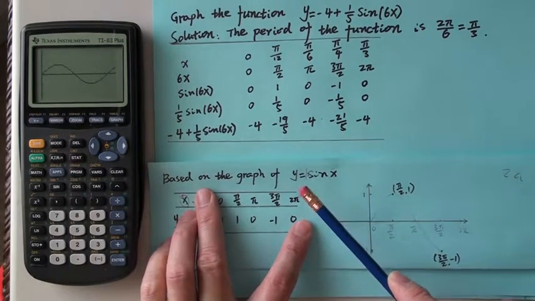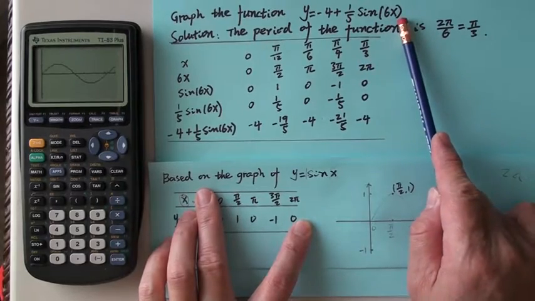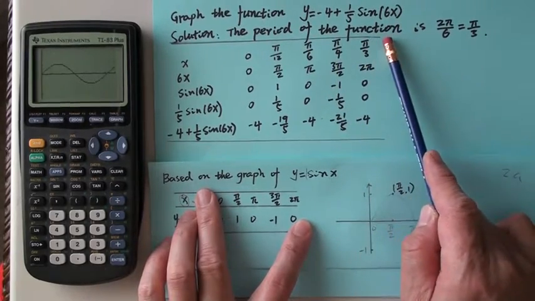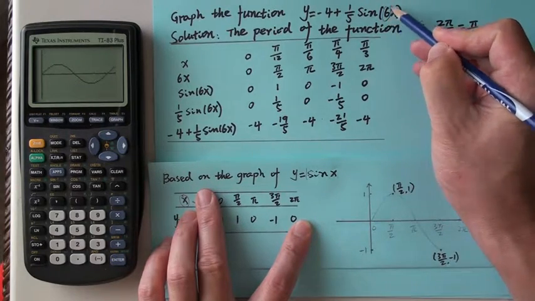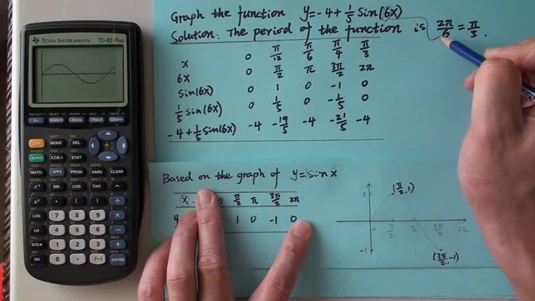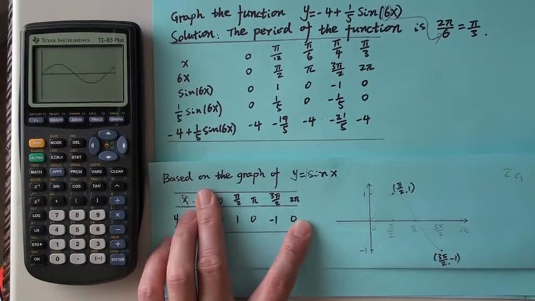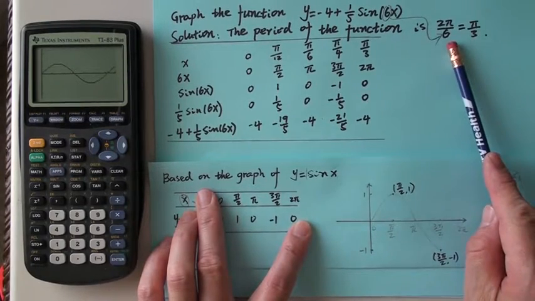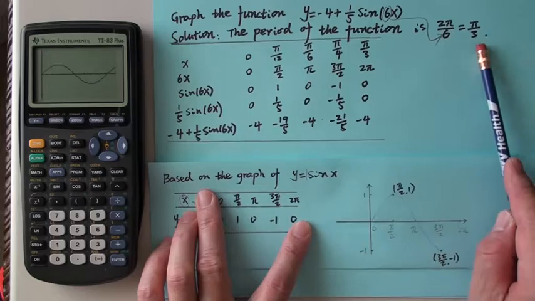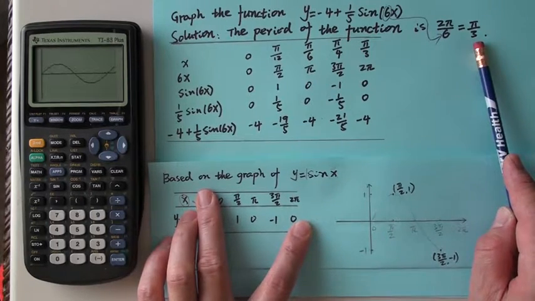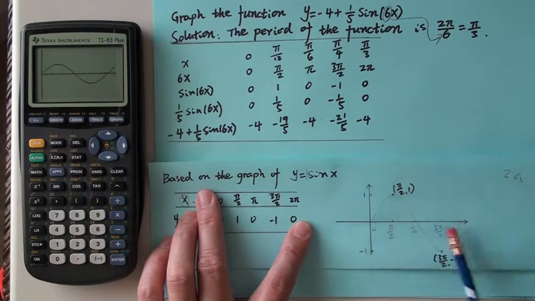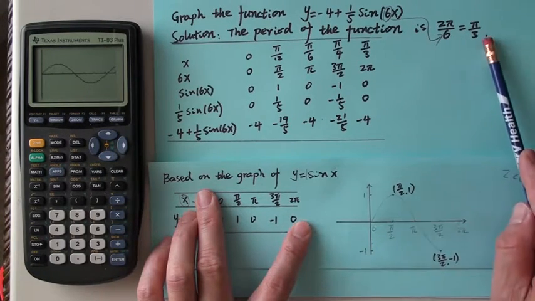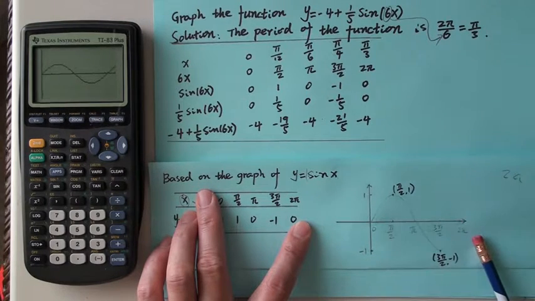Now we know here is 6x, so the period of the function is 2 pi divided by 6. This 6 you always want to use as a denominator to find the period. Now 2 pi divided by 6 is pi over 3. So this period is less than 2 pi. This sine x is 2 pi. Pi over 3 is much smaller than 2 pi.